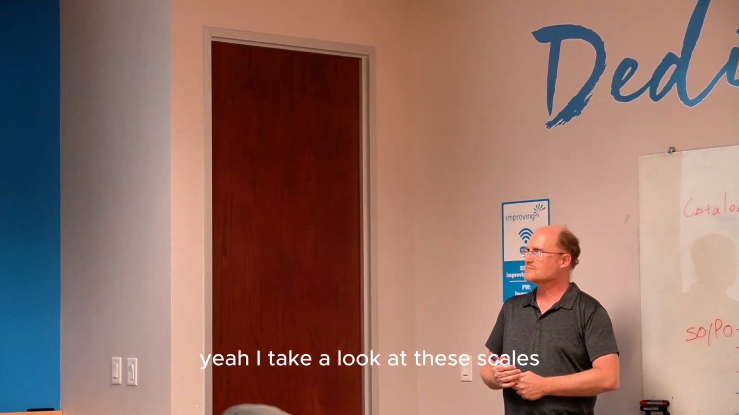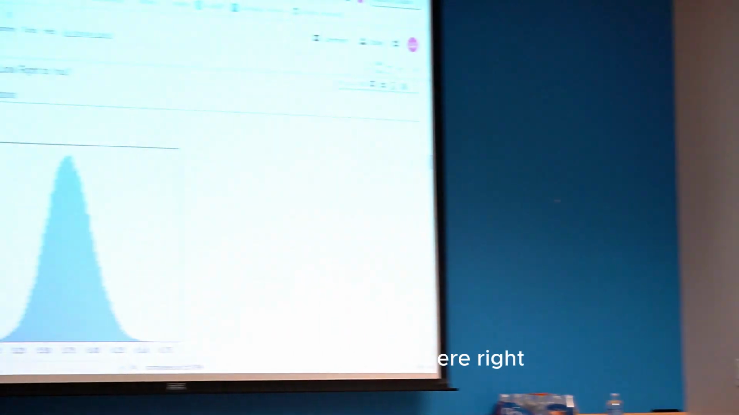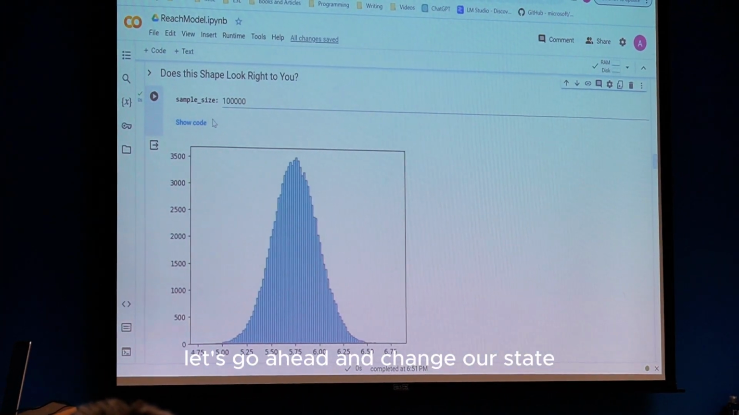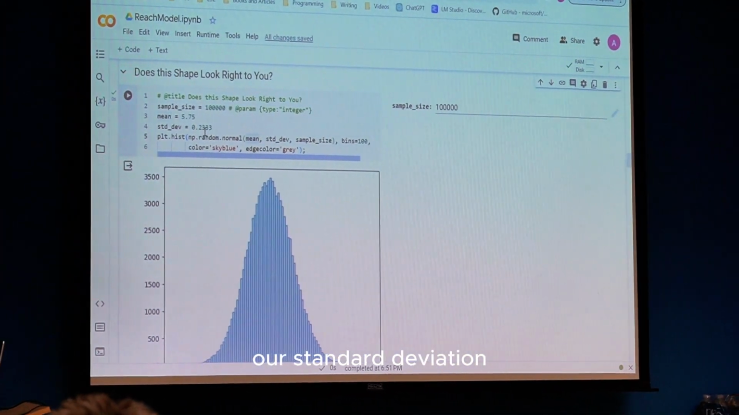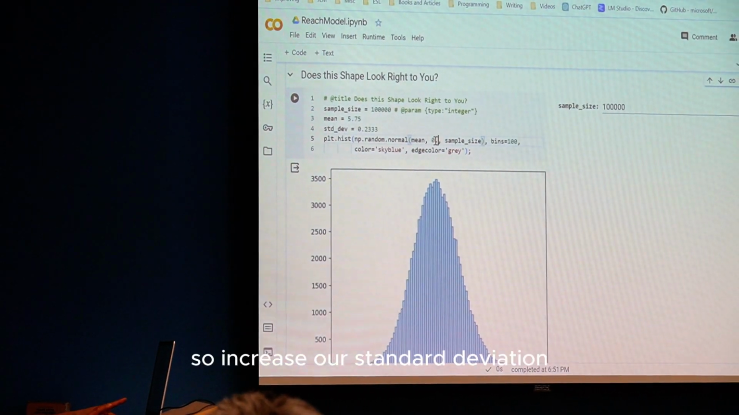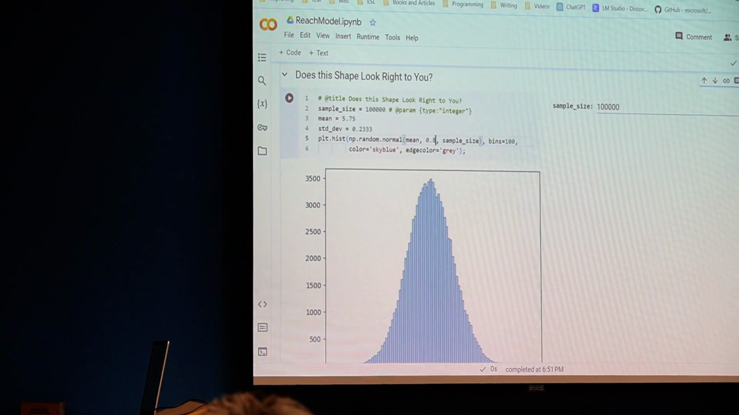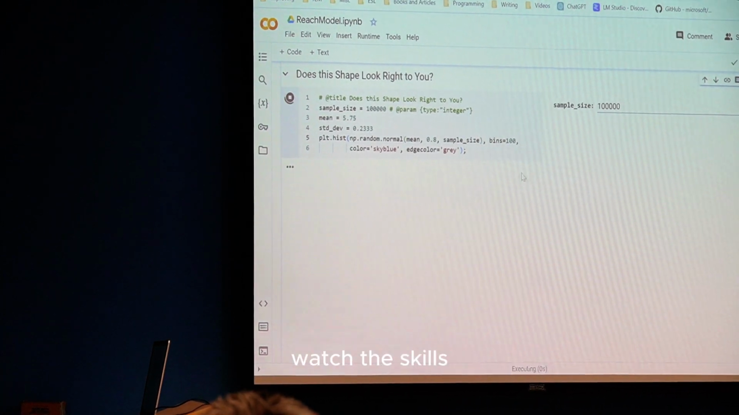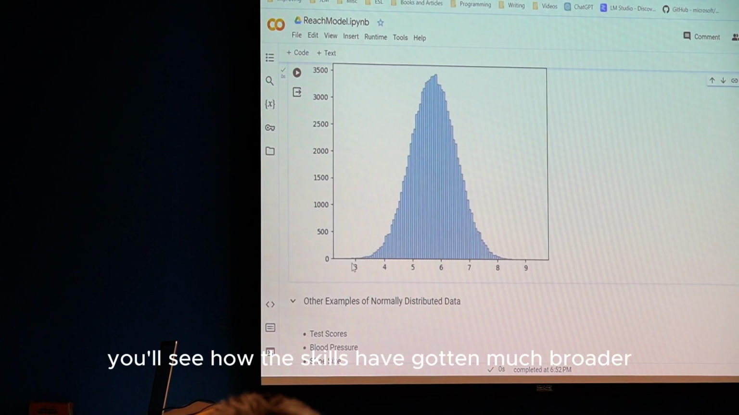Take a look at these scales. You've got a 5 here, about a 6.5 here. Let's change our standard deviation to, say, 0.8. So we're increasing our standard deviation, and when we hit this, watch the scales. You'll see how the scales have gotten much broader.